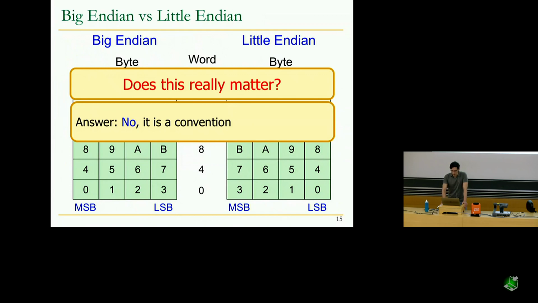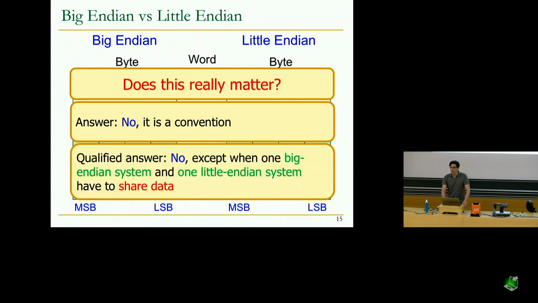But the qualified answer would be something like this. It's not important because it's a convention, except in case that one big Endian system needs to share data with one little Endian system. In that case, they will have to take this issue into account.